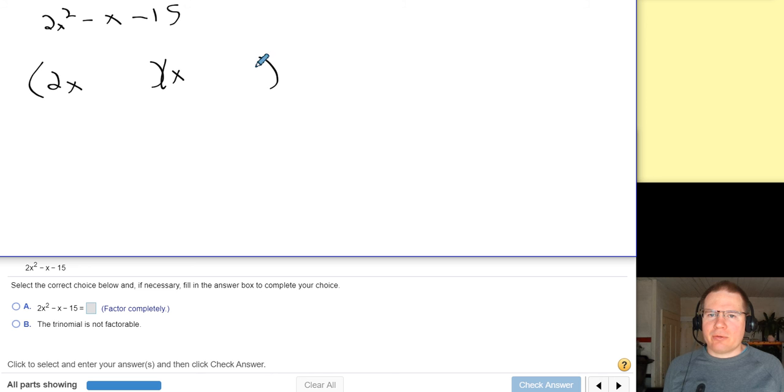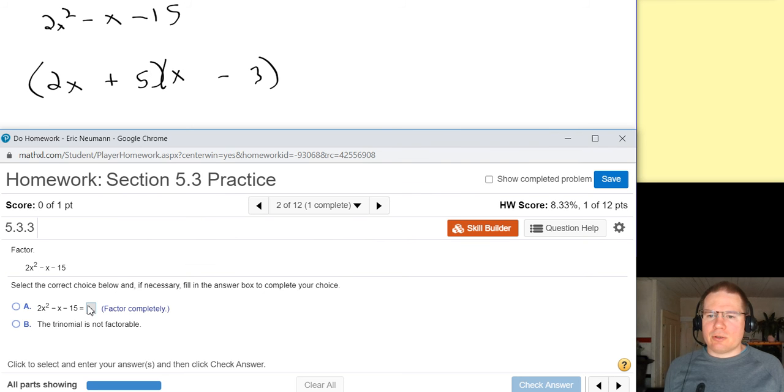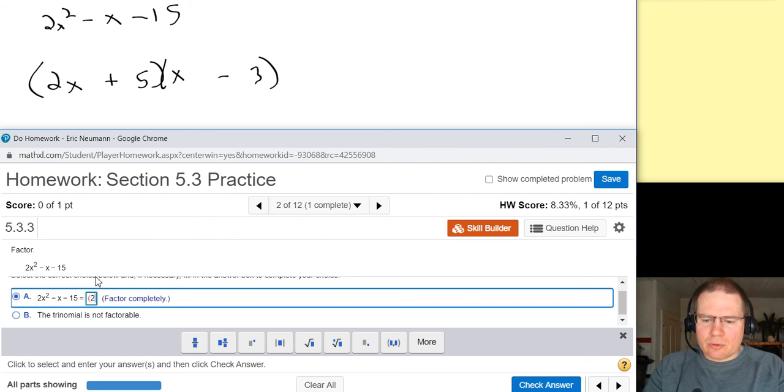If I do 5 and 3, that's giving me 10 and 3. That difference is not 1, so that's wrong. 3 and 5, that's giving me 6 and 5. That difference is 1. I want it to be negative 1, so I want negative 6 plus 5. Right? Negative 6x plus 5x is negative 1x. Good. 5 times negative 3, negative 15. So 2x plus 5, x minus 3.